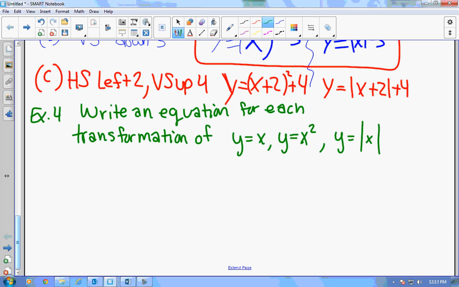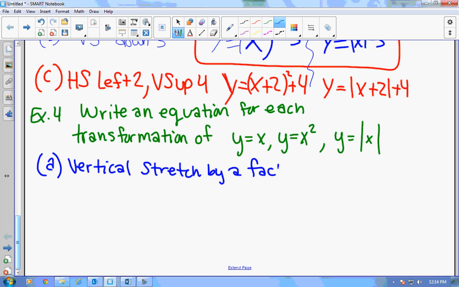Okay. Write an equation for each transformation. So the transformation I want for the first one, remember we're going to do this 3 times because I want all 3 parent functions done, is a vertical stretch by a factor of 4.